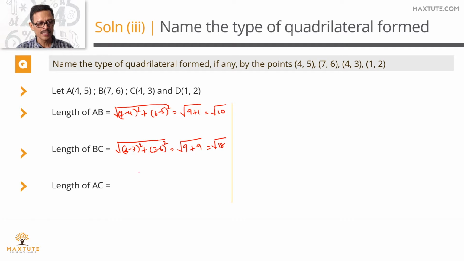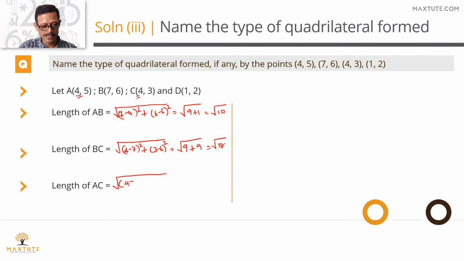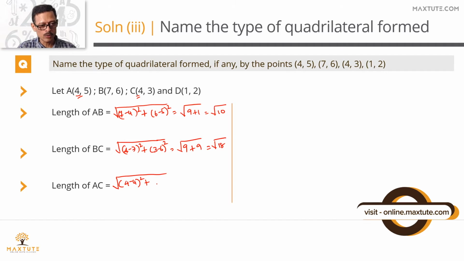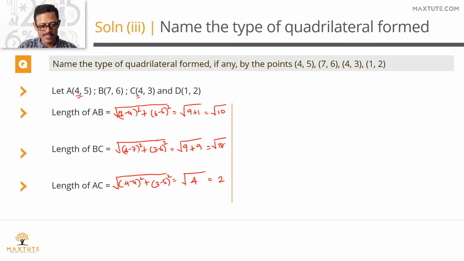Let's move on to AC. The diagonal we are computing right now, this is not a side. For AC, we're going to be picking these 2 points. x2 minus x1 is 4 minus 4 the whole square, plus y2 minus y1 is 3 minus 5 the whole square. 4 minus 4 is 0. We don't need to bother about it, therefore. 3 minus 5 is minus 2. Square of minus 2 is 4. So under root of 4 is equal to 2.